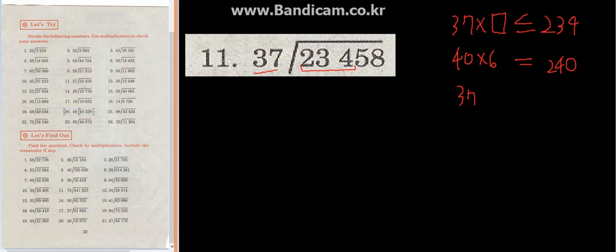So 37 multiplied by 6 is equal to 222, right? Yes, that's right. And 222 is smaller than 234. So let's try 37 multiplied by 7. That would be 259. Yes, that is 259. So, we happily put 6 over here and write down 222.